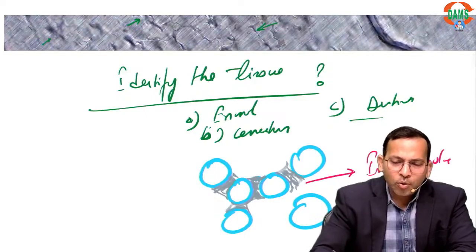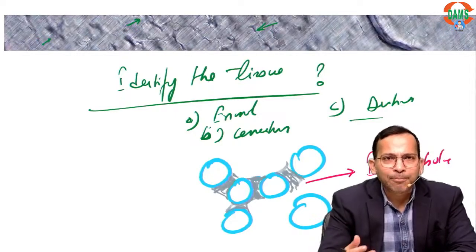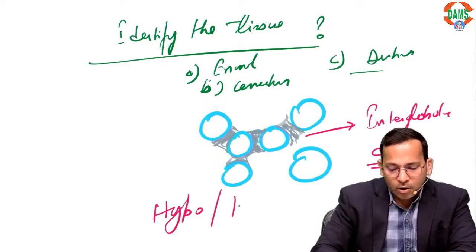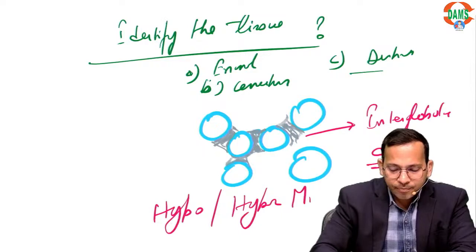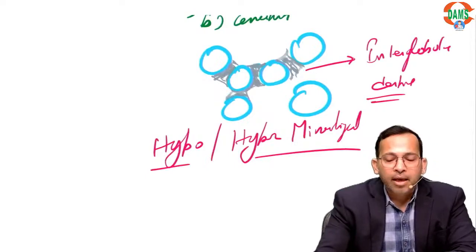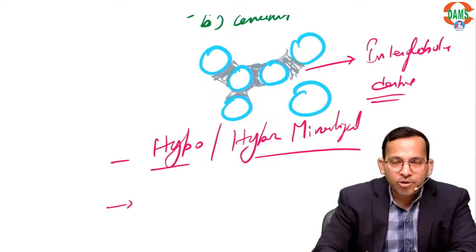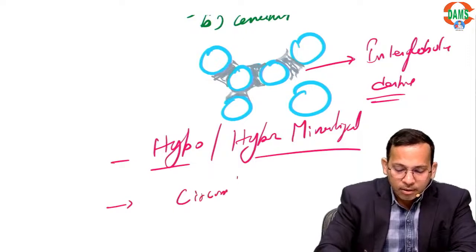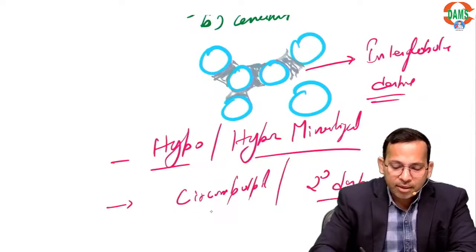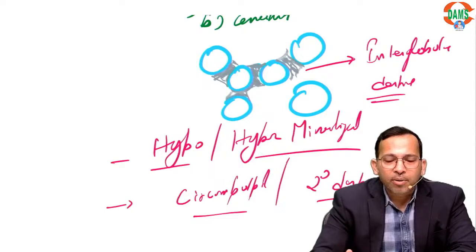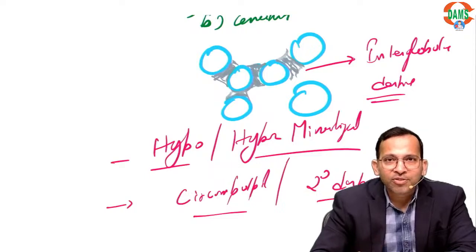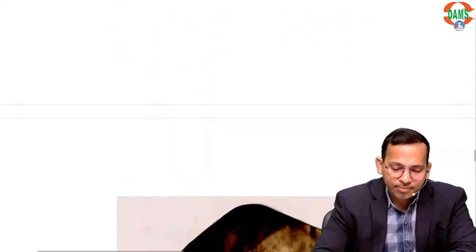Interglobular dentine. So interglobular dentine, can it be classified as a hypomineralized area or a hypermineralized area? How would you classify this interglobular dentine, and where is it commonly found? Is it commonly found in circumpulpal dentine, or is it commonly found in secondary dentine? Where is it commonly found, and what type of dentine is it? Is it hypomineralized or is it hypermineralized? So think of the answer and let me know what your answer is.